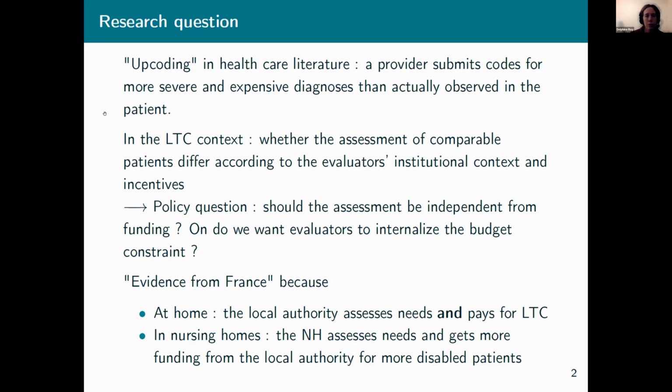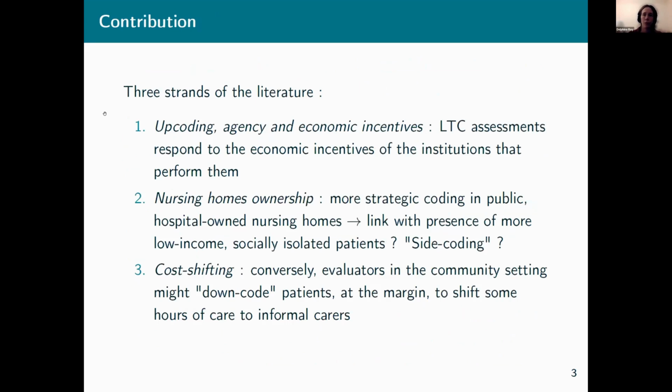Okay, so we have evidence from France on this because we have this particular setting in which the evaluators are different at home and in nursing homes, but we have data which is very comparable across settings. So I can compare the difference in these assessments across settings. And so the findings contribute to 3 strands of the literature.